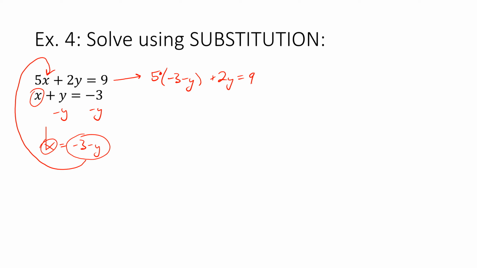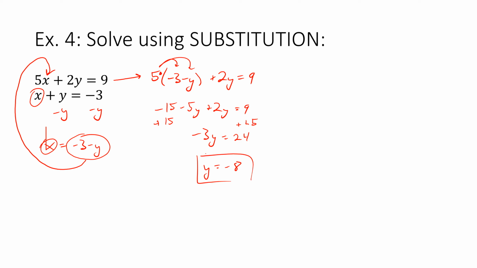All right, I'm down to just one variable, so let's solve. I can distribute in, so -15 minus 5y plus 2y equals 9. Combining like terms, adding 15 to both sides, I get 24. So it looks like y, when I divide by -3, equals -8.